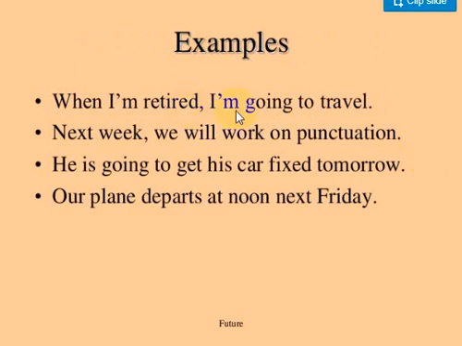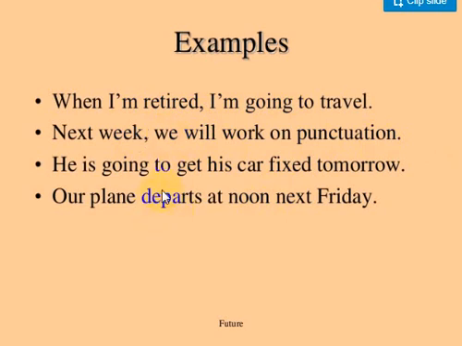That's why I used I am going to. Next week we will work on punctuation. This is something that we didn't plan to, we just predict. Next week we will work on punctuation. He is going to get his car fixed tomorrow. Our plane departs at noon next Friday.